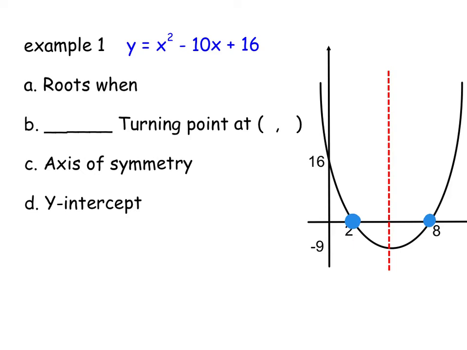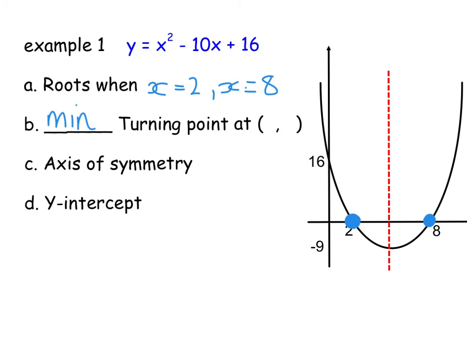So the roots in this case are x equals 2 and x equals 8. Okay, it's always x equals for the roots. You could just write 2 and 8, but it's nicer to write x equals 2, x equals 8. Part B, we have a turning point. Now, is this a maximum or a minimum? It's turning low, so this is a minimum turning point. Now, I can't fit in minimum, so I'm just going to write min, right? So it's a minimum turning point.